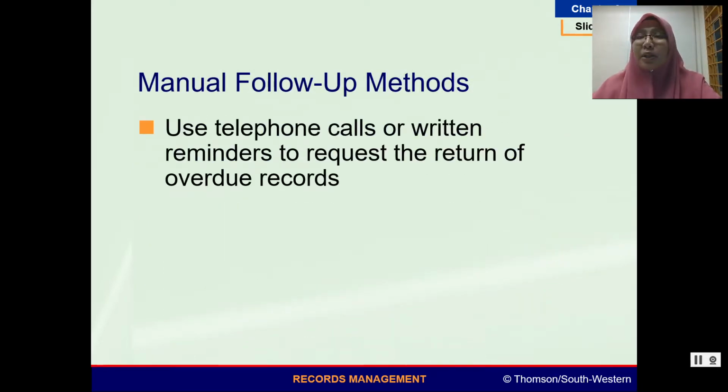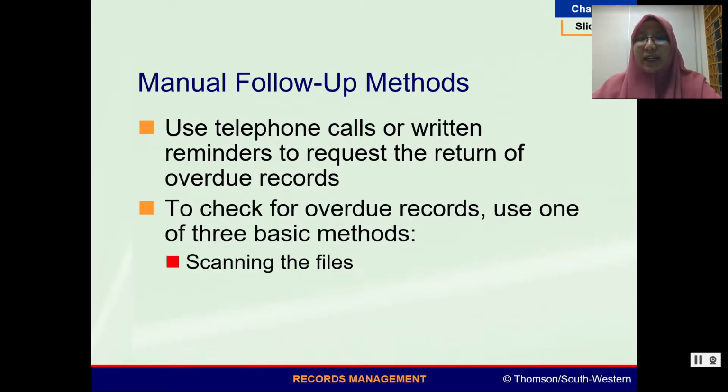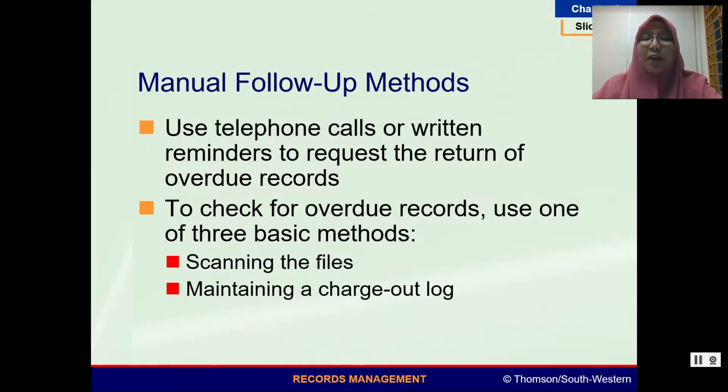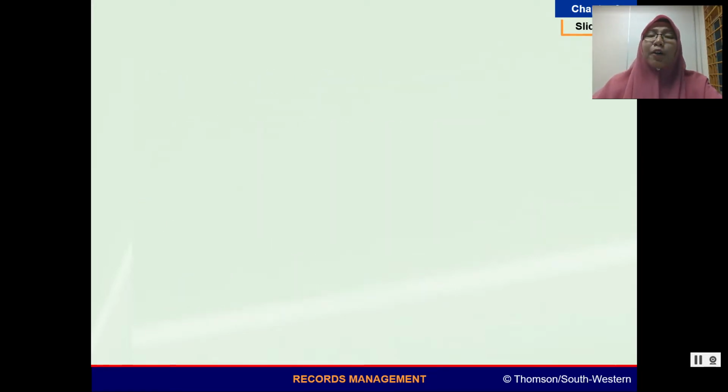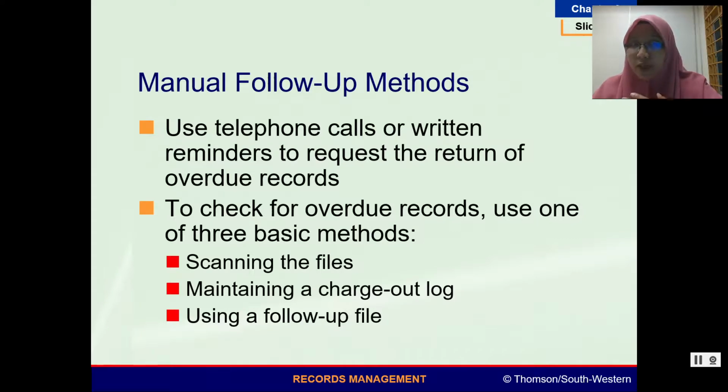so manual follow-up methods. How are you going to follow up manually? Yes, by using the telephone call. This is the simple one, or written reminders to request return of the overdue records. Okay, so in order for you to check overdue records, you can use one of these 3 basic methods. We are going to discuss them one by one. The first one is scanning the file. The second one is maintaining the charge out log, and the third one is using a follow-up file.